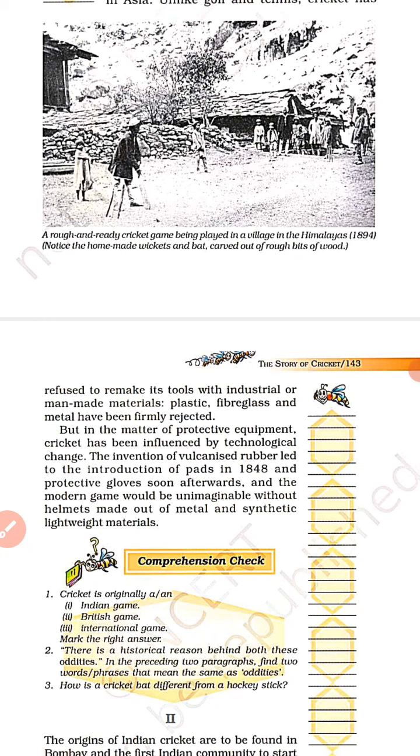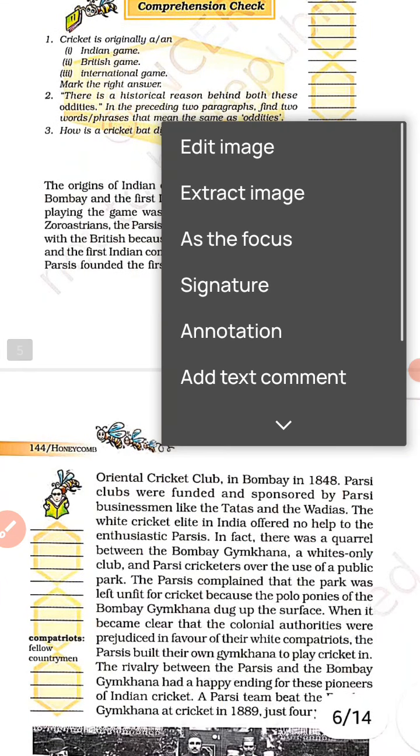The Parsis had to build their own gymkhana following a quarrel with the Whites at the Bombay Gymkhana. So when the Parsis had a quarrel with the Whites, they opened their own gymkhana. And in 1889 the Bombay Gymkhana team was defeated by the Parsi team. At last the Parsis defeated Bombay Gymkhana and won the match.